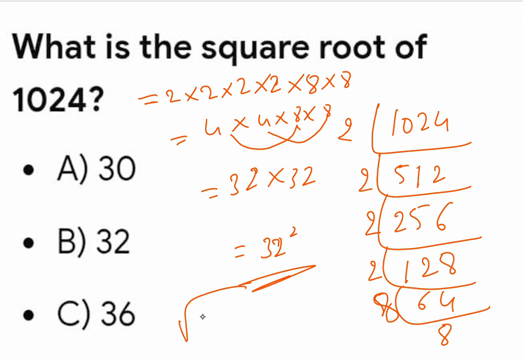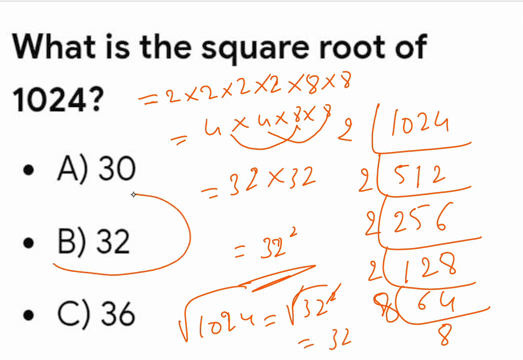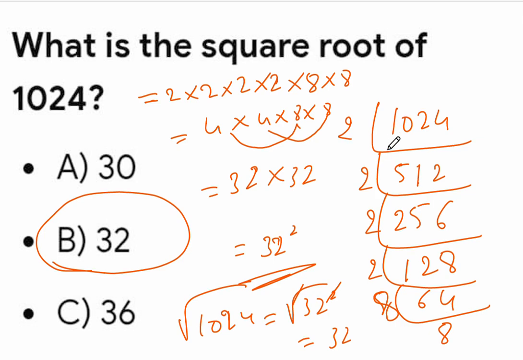So the square root of 1024 becomes the square root of 32 square. Square and square root get cancelled, and you will get the value 32. So here option B is having 32, so this is the answer. It is a very simple one. We should know the method of factorization. Okay, so next one.